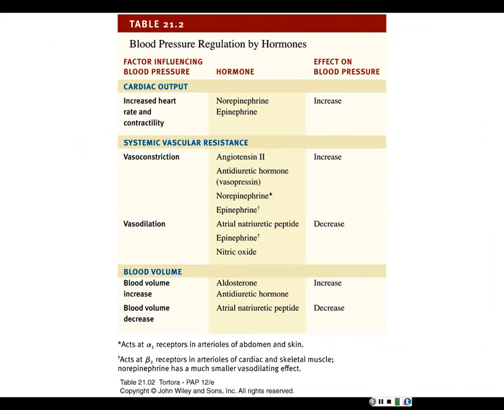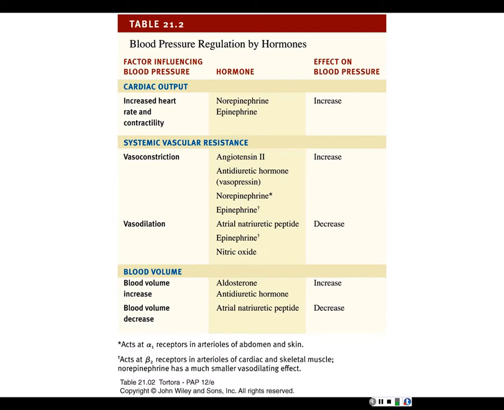You can see three different parameters: cardiac output, resistance, and blood volume. All three, if you change them, will have some effect on blood pressure. Now, several of the hormones in the middle column you've already seen before. Like I said, you should know what effect these hormones have on blood pressure. So, for the sake of time, I'll just very briefly talk to you about them.